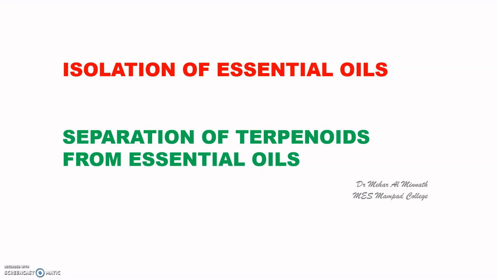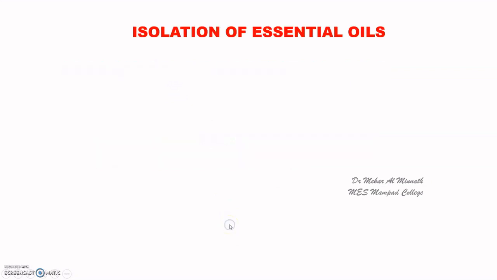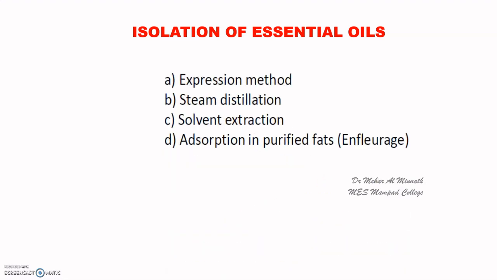So let's discuss each step in detail. Let's take up the first one, that is the isolation of essential oils. How can we do that? Essential oils can be isolated from plant parts by these four methods: expression method, steam distillation method, solvent extraction method, and enfleurage or adsorption in purified fats.